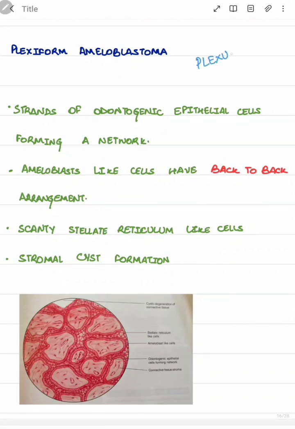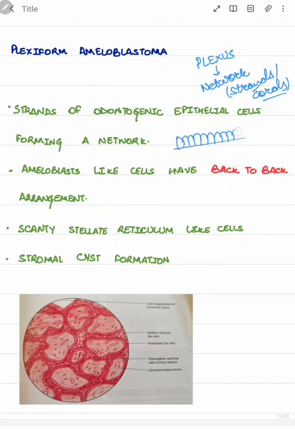Now we will discuss about plexiform ameloblastoma. This is derived from the term plexus, which means network. So there is a network of strands or cords of odontogenic epithelial cells. So these strands or cords are made up of these odontogenic epithelial cells, which are tall columnar in shape or ameloblast-like cells. These cells are arranged in a back-to-back arrangement. In between these cords, we will see stellate reticulum type of cells. The polyhedral or the star-shaped cells are seen in between these cords.